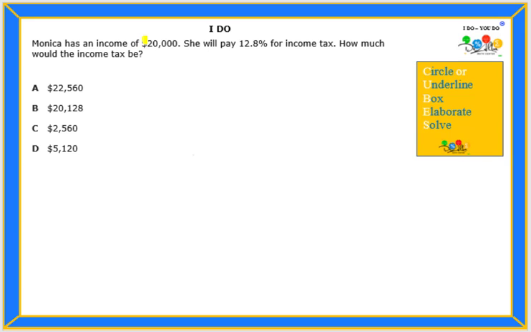Monica has an income of $20,000. She will pay 12.8% for income tax. How much would the income tax be? So in this question, they're just asking us to figure out the income tax, and they've given us the income tax in a percent. So let's go ahead and set up a percent bar.